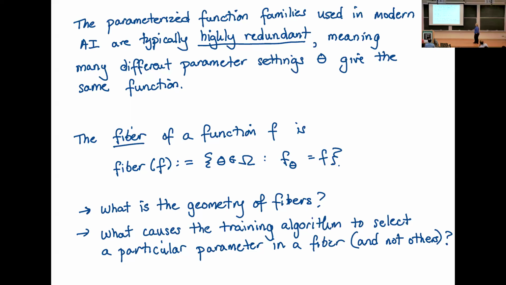In the families of functions that are used in modern AI, there's typically a lot of redundancy. What I mean by redundancy is that there are different parameter settings that give you the same function. In other words, your model is super capable. It has a lot of potential complexity. And depending on exactly how you jigger it, there are multiple ways to represent one function.